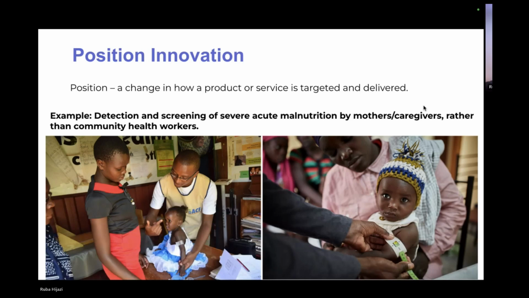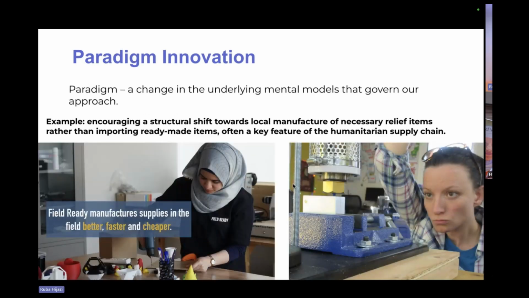Okay, thank you. So, because there is a limitation of the caregivers who can detect and screen kids who have malnutrition, training mothers was a solution in order to be able to screen their kids in the house before coming to the caregiving centers. That supported the community health workers and allowed only mothers who know that their kids have a problem to go to the centers. Another example is paradigm innovation, another type of innovation, sorry.